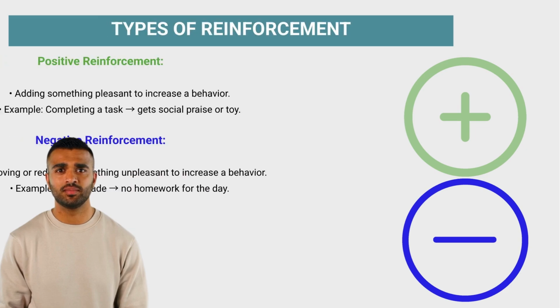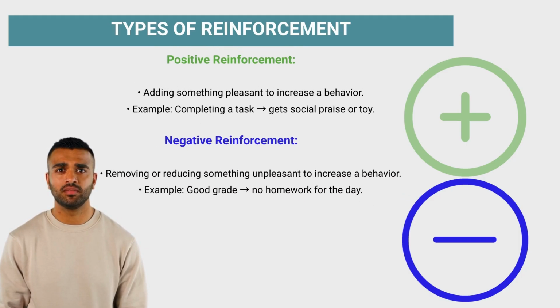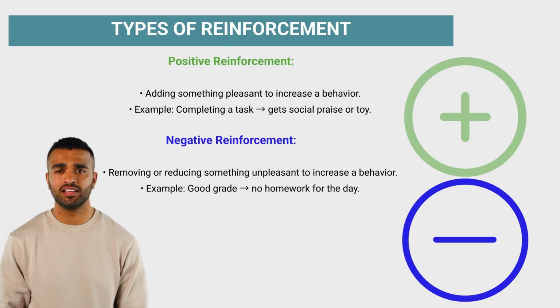There are two main types of reinforcement. First is positive reinforcement. It is when something is added to increase the future frequency of a behavior. For example, when a learner independently completes a demand, they get social praise and time to play with their favorite toy. Second is negative reinforcement. It is when something is taken away to increase the future frequency of a behavior. For example, when the learner independently gets a good grade on a math test, the teacher may tell the learner they do not have to do their math homework for the day.